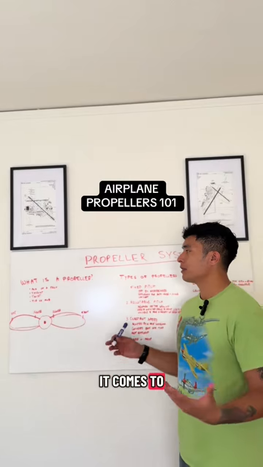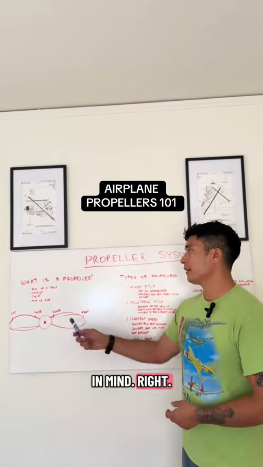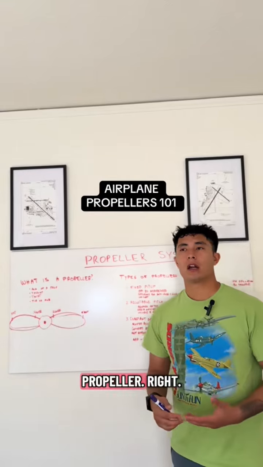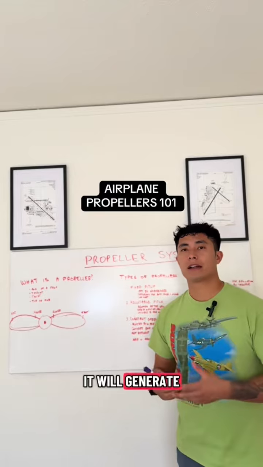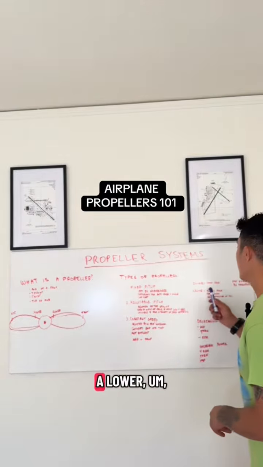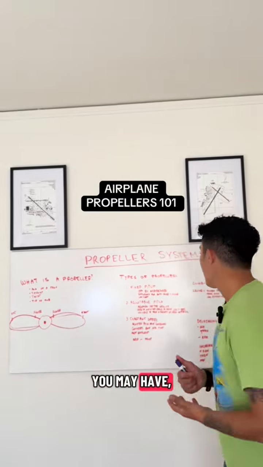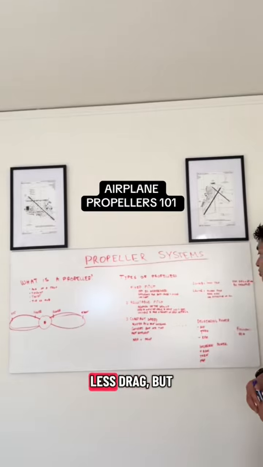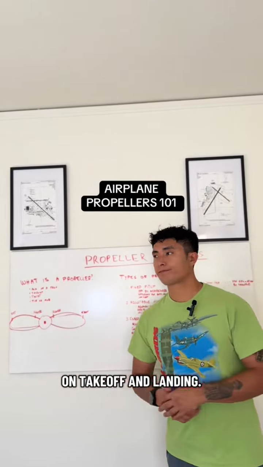And when it comes to the propeller, there are different things that we need to keep in mind, right? The angle of attack of a propeller. If we have different angles of attack, it will generate different characteristics. For example, if we have a lower pitch propeller, you may have less drag, and it will be more effective on takeoff and landing.